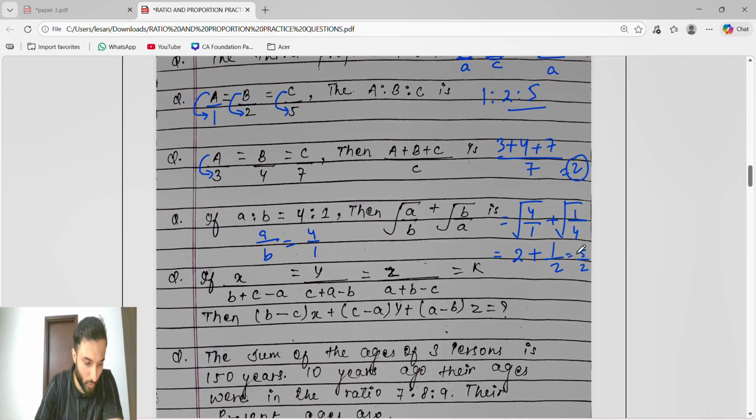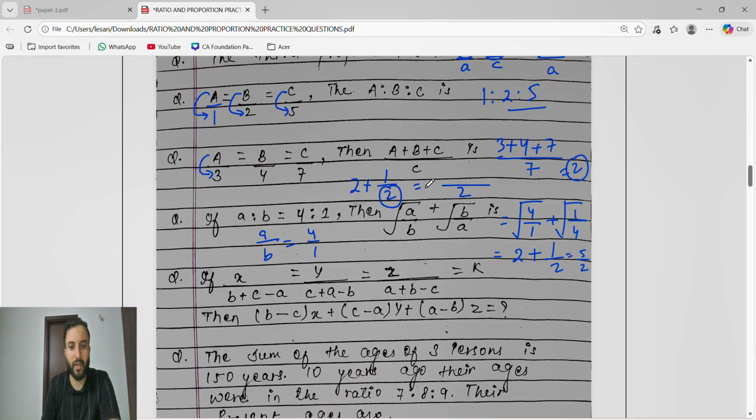I hope you know how to solve this one, right? So it will be like 2 plus 1 by 2. First of all we write the denominator as it is. Then this 2 will multiply, 2 to the 4, whatever this value is. And then whatever sign is there, if it is plus then it gets plus, if minus then it gets minus. So here we have a plus sign, so 4 plus 1 is 5 by 2.